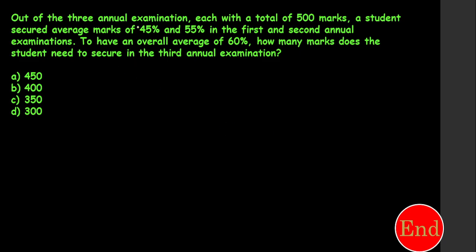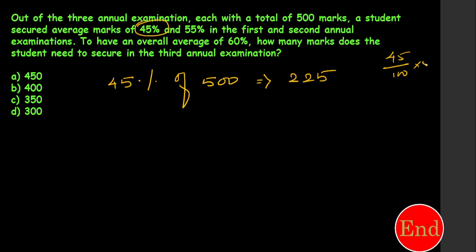So first of all, 45%. So I will write 45% of 500. Out of 500 only he got 45%. Then what is the value? 225, right? Otherwise you can write like this: 45 by 100 into 500. Just cancel this and multiply 45 into 5. You will get 225. And 55% is also out of 500 marks.